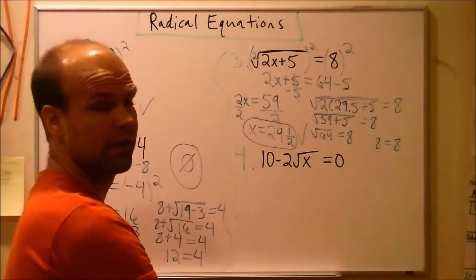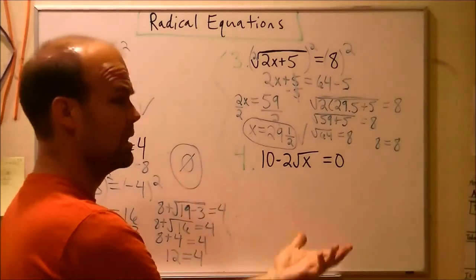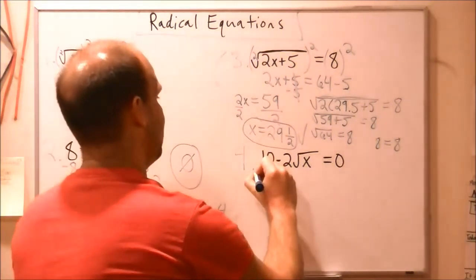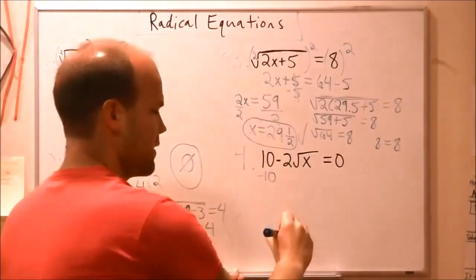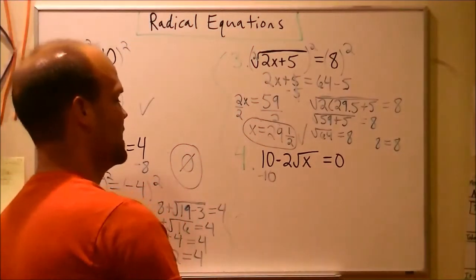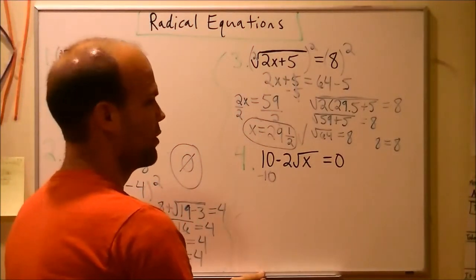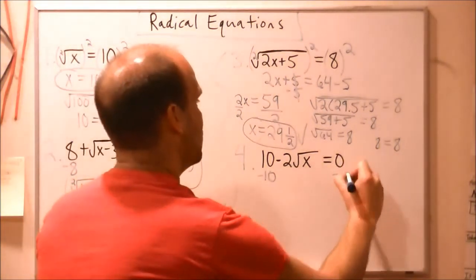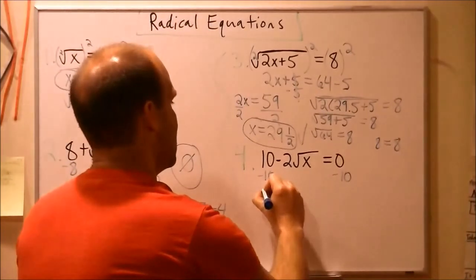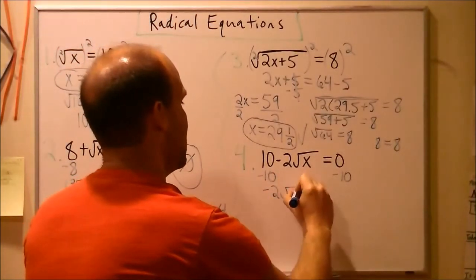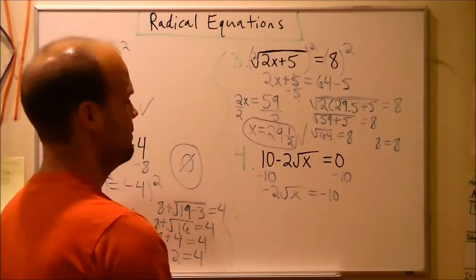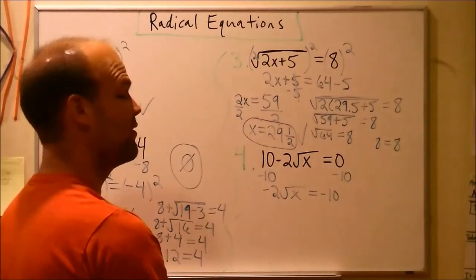And so how do I get rid of what's understood to be a plus 10? I do a minus 10, which is going to cancel that out. I won't draw a line through it, because we're going to go back and check in the end, even though we understand it's canceled out. What I do to one side, I have to do to the other, minus 10. So I have -2 square root x equals -10.